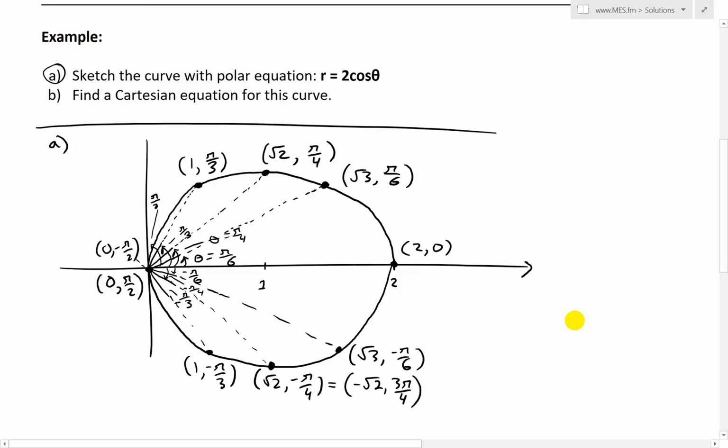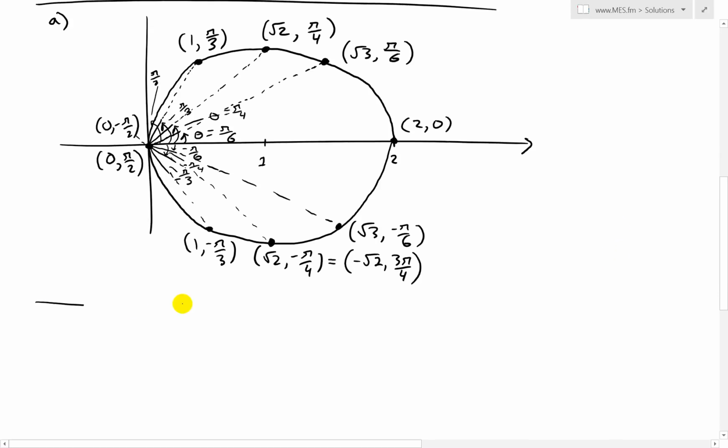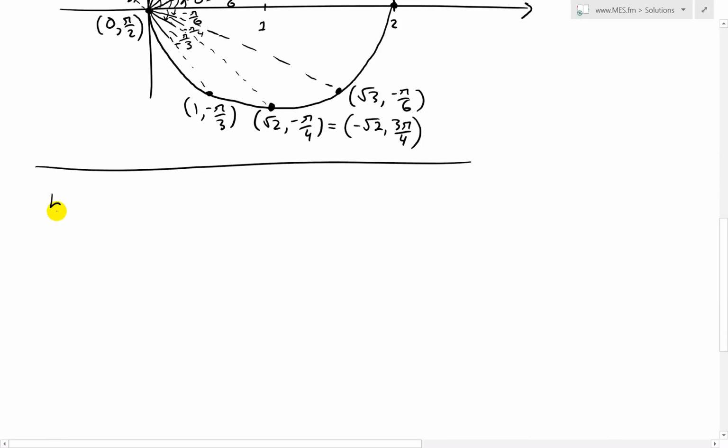Now what we'll do is look at question B right here. Find a Cartesian equation for this curve, r equals 2 cosine theta. So let's take a look at that.